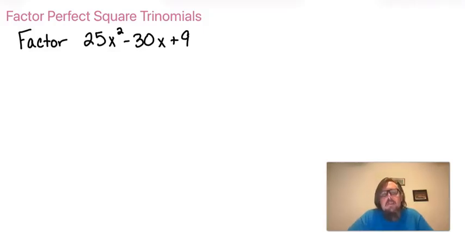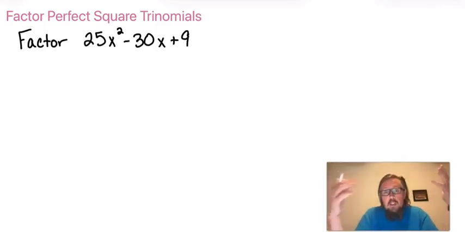When you look at this polynomial and you think about factoring it, your first thought may be, oh my God, I'm going to have to factor this by grouping. I'm going to have to do 25 times 9, which is a huge number, and then find the factors for that number and which factors add to negative 30. That's a big thing.